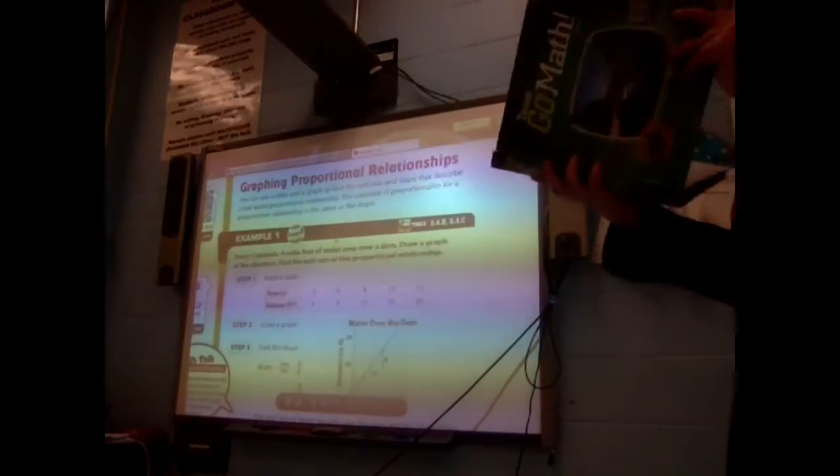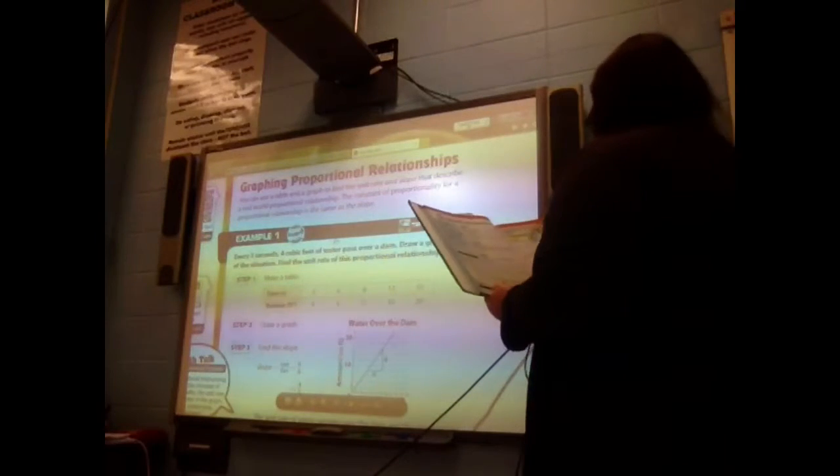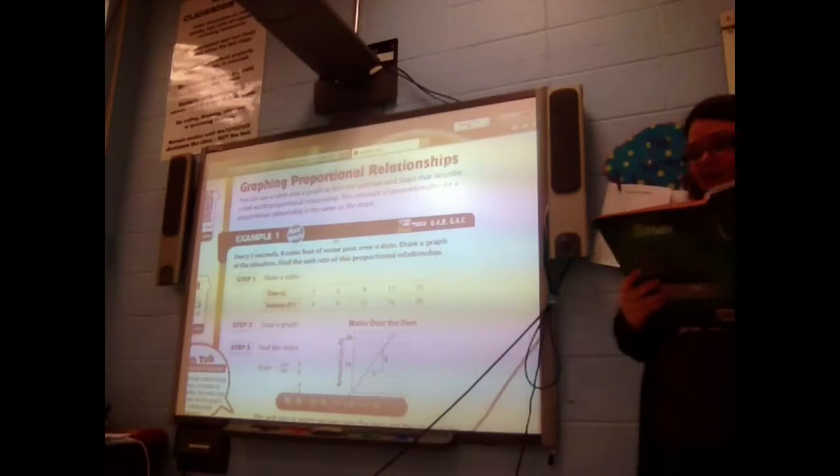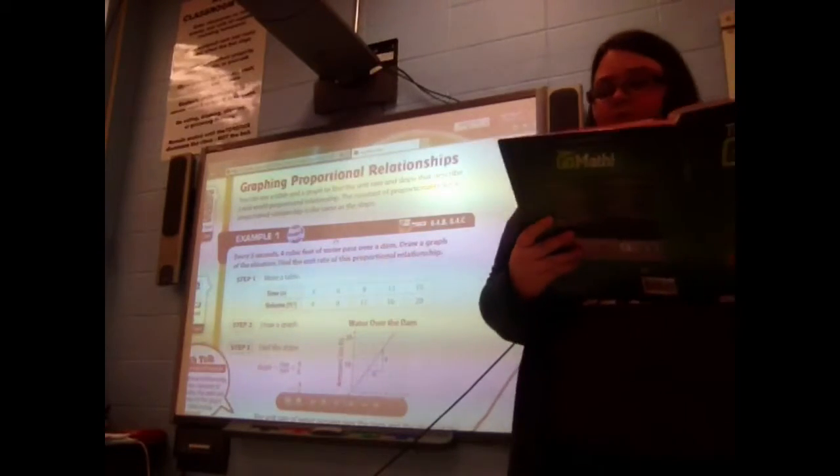Okay, so we're on page 72 and we're looking at the example. Every 3 seconds, 4 cubic feet of water pass over a dam. Draw a graph of the situation. Find the unit rate of this proportional relationship.